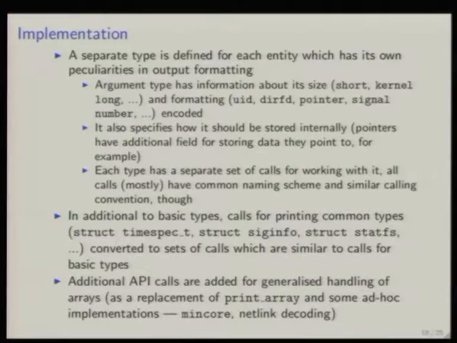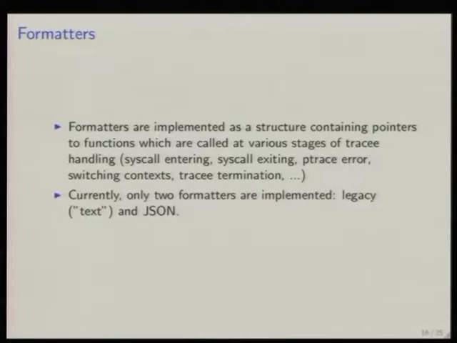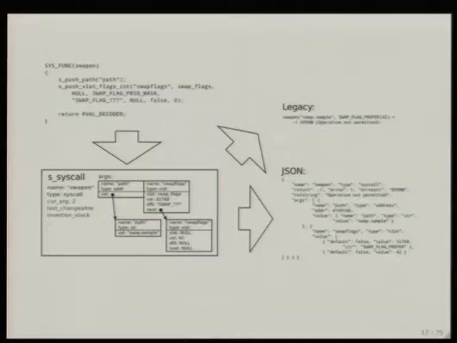And, well, some miscellaneous API calls for handling all the stuff. Well, and the formatters themselves are implemented rather trivially as a set of functions, and in order to select one formatter or another, just a pointer to a structure containing pointers to the formatter should be set, and then trace just calls them via this pointer. So, well, how does it look?